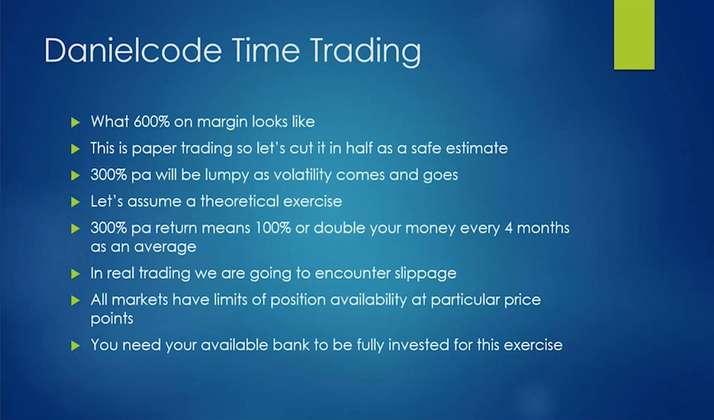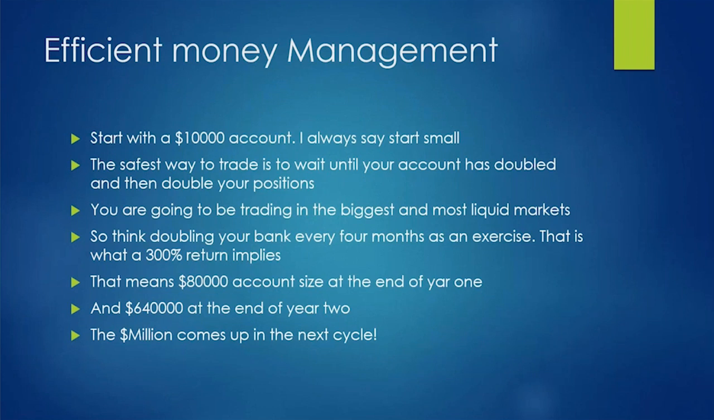But as a basic assumption, you do need your available bank to be fully invested, not only for this exercise, but because we're rational people. We are not options traders, which is mainly guessing. We are not stock traders, which is mainly following the lead of someone else. We are intelligent people using our brains to exercise our best ability. And the first thing you think of with using your brain is, of course, we'd want efficient money management. So I always say start with a small account. Let's start with a $10,000 account for this exercise. But I would always say to you, start small. As your account has doubled in size, then you can take more contracts. And that's the safest way to trade.